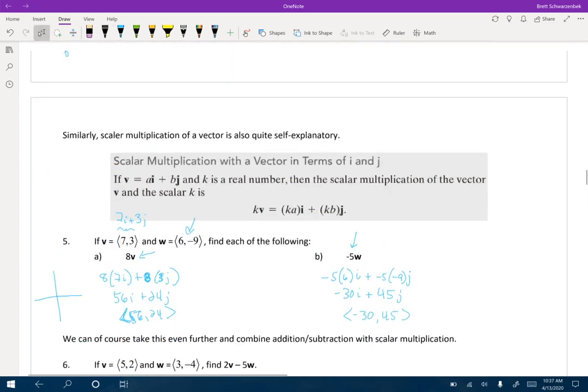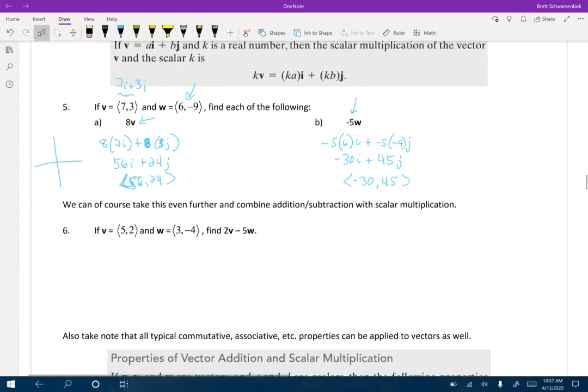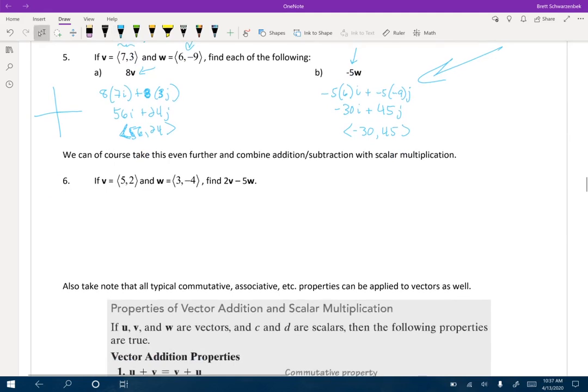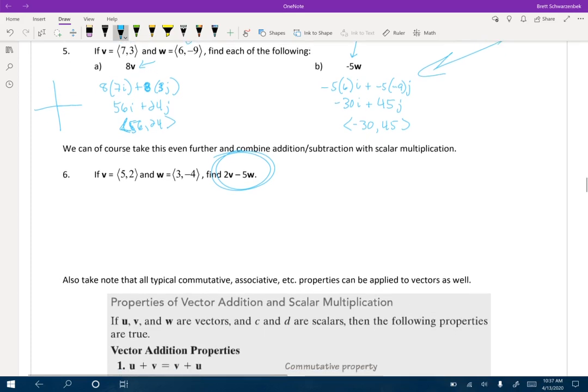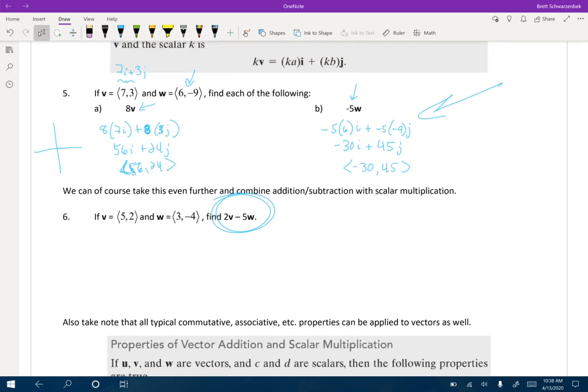There's also a scenario. We did addition and subtraction, and here we did scalar multiplication. But what if you were asked to do both? What would that look like? I'm going to give you a recommendation here. Similar to PEMDAS, order of operations, I would do the individual multiplication first. That's just my suggestion. So I would find 2v first, which ends up being 10, 4. I would do 5w, which is going to end up being 15, negative 20 for your scenario.